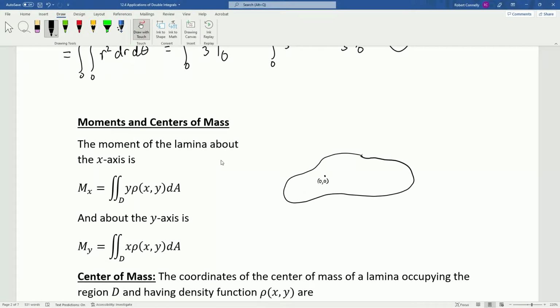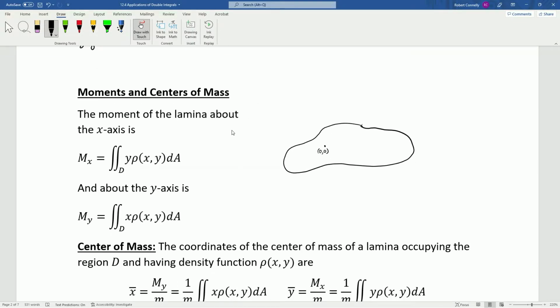Let's look at this idea of moments and centers of mass. The moment of the lamina about the x-axis is m sub x equals the double integral of y times rho of x, y dA. If you want to see a more thorough treatment of the background of this, I have a video on applications to physics and engineering in my Calculus 2 playlist. But the general gist is this. Since I've already covered that stuff in another video, I'm not going to go into super detail. But here's your point.